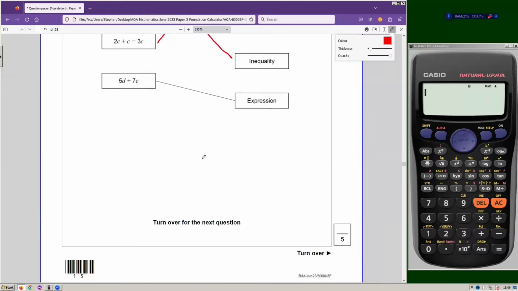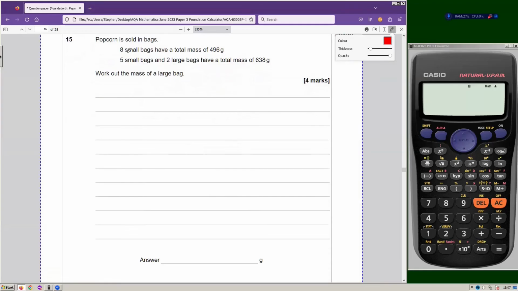And the one they've left out is the formula. That's it. Popcorn is sold in bags. 8 small bags have a total mass of 496 grams. That's a total. I think that means added together. Well, it will be, won't it? 5 small bags and 2 large bags have a total mass of 638. Work out the mass of a large bag.